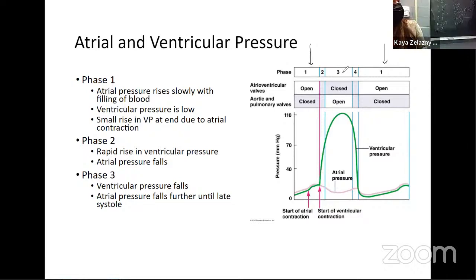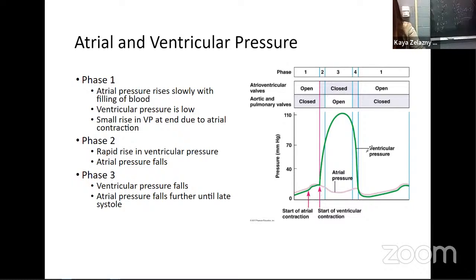What we can see happening here is that during that phase one, atrial pressure was rising as the atria are filling with blood. And then we had a little peak as the atria contract, which we see happening at the end of this phase one. When we have that contraction of the atria, it also causes a little bitty spike in our ventricular pressure because we had the blood moving from the atria to the ventricles.